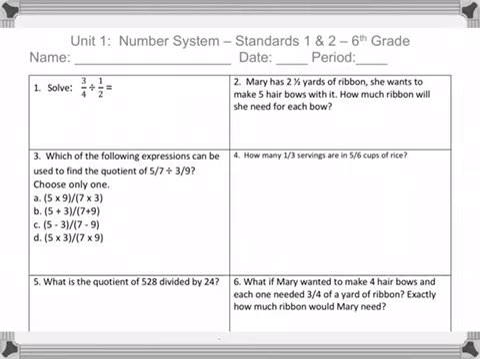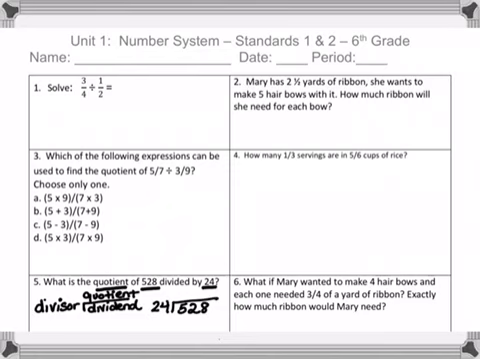Long division of multi-digit numbers is also one of your standards. In this particular problem, when it says what is the quotient of 528 divided by 24, well, quotient is the answer to a division problem. 528 is what we're going to divide 24 into. In class, we learned that the divisor divided into the dividend gives us the quotient. So in this case, we're dividing 24 into 528 to get our quotient.